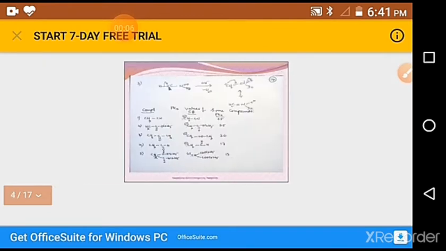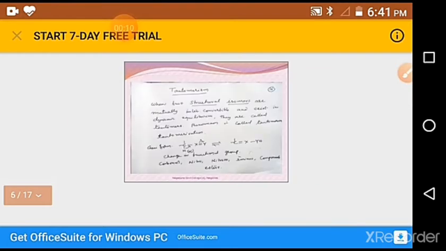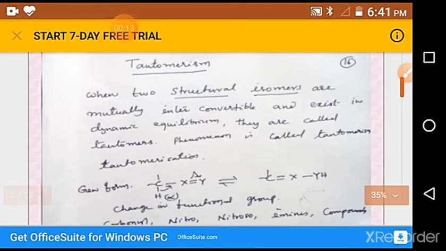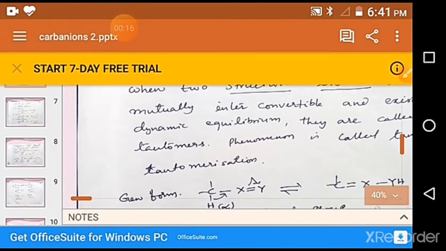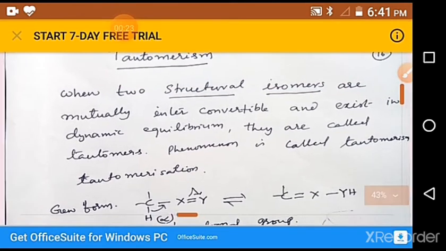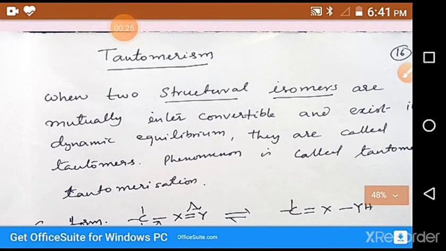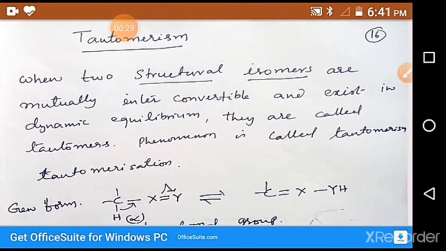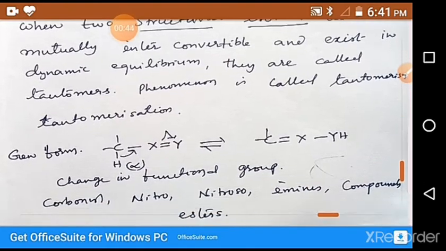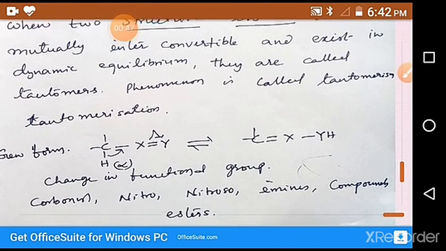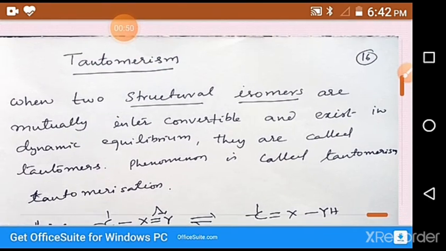Today we'll continue the class with tautomerism. So what is tautomerism? How does a compound exhibit tautomerism? What are the required conditions for tautomerism? What is tautomerization? What are the different compounds which exhibit tautomerism?